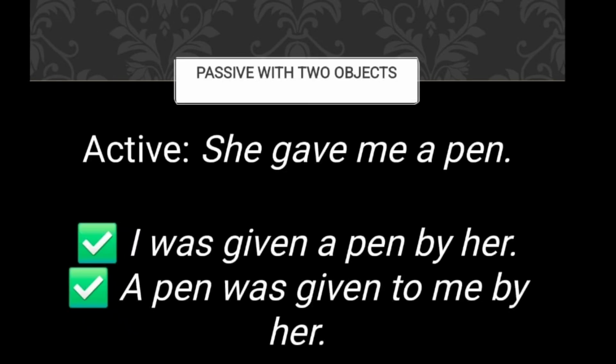Passive with two objects. Some sentences have two objects. For example, she gave me a pen. We can make two passive sentences. First, I was given a pen by her. Or in the second, we could say it like this: a pen was given to me by her. Both sentences are correct.